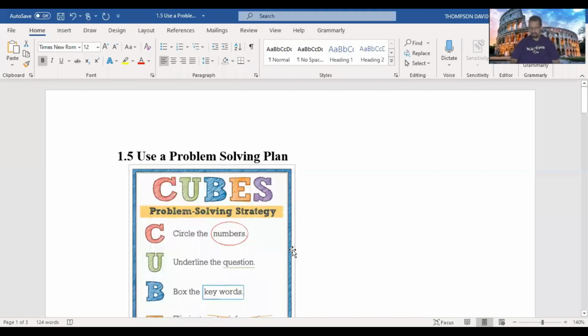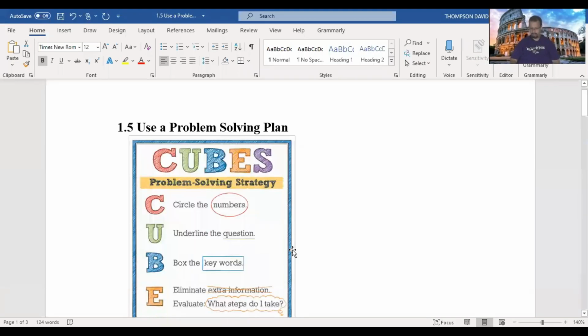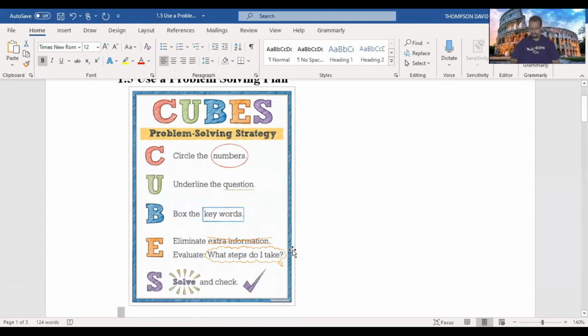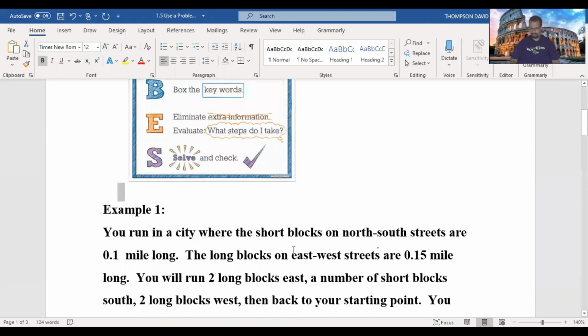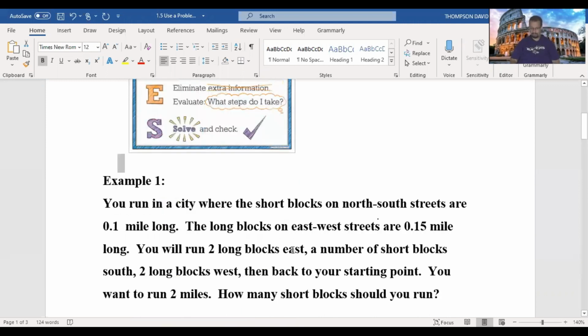In this video, I'm going to talk about using a problem solving plan. The method I'm going to use is called CUBES, which means circle the numbers, underline the question, box the keywords, eliminate extra information, or evaluate what steps do I take, solve, and check. We're going to apply this to an example.